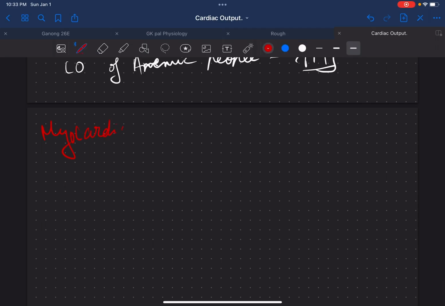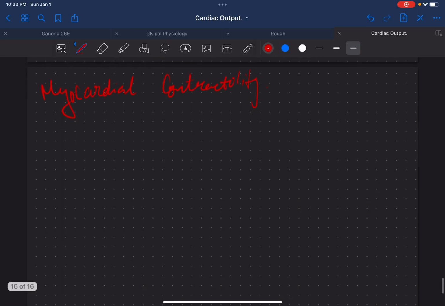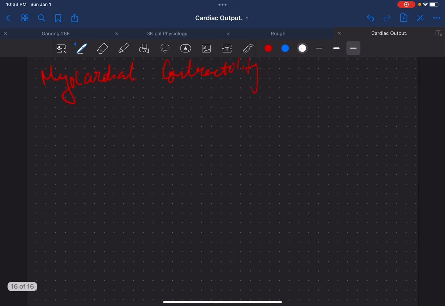Myocardial contractility. Now there is a very good table given in Guyton, or rather I'd say a flow chart, that there are a few things that affect myocardial contractility. I'll be explaining each one of them.